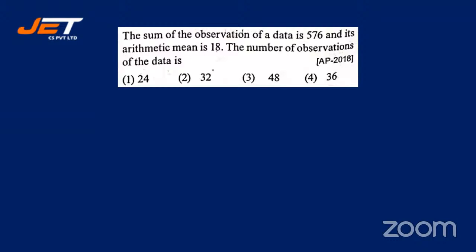See the next question. The sum of the observations of a data is 576 and its arithmetic mean is 18. The number of observations of the data is dash. All right, quickly start working it out. I'll give you the formula so that it will be easy for you. Mean is nothing but sum of observations by number of observations.